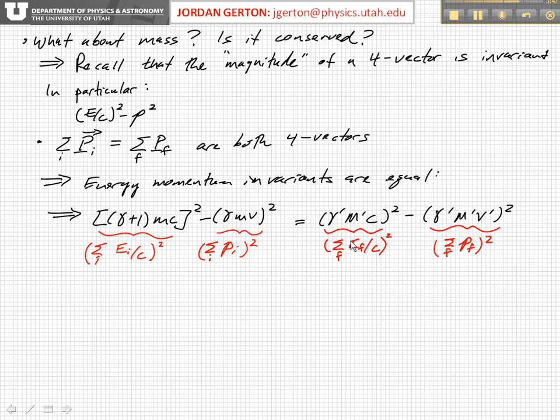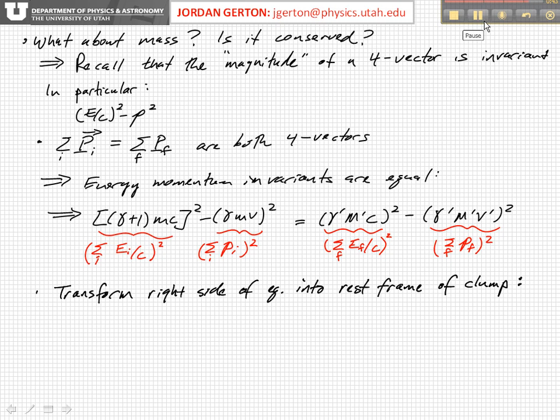I didn't like the notation that I'd used before, so here I tried to make it more clear. This term is the total energy of the 2 particles before the collision. Here is the total 3-momentum of the 2 particles before the collision. Here is the total final energy of the clump after the collision, and the total 3-momentum of the clump after the collision.